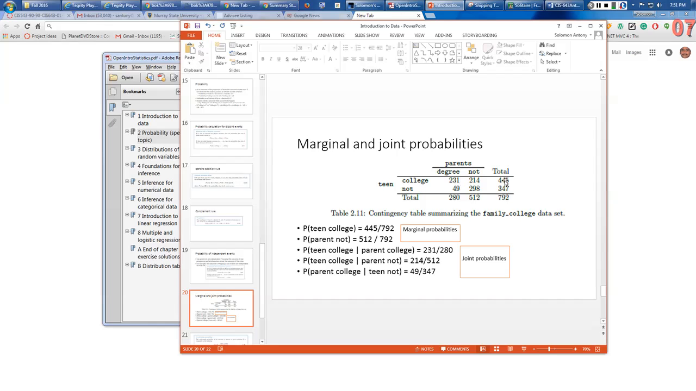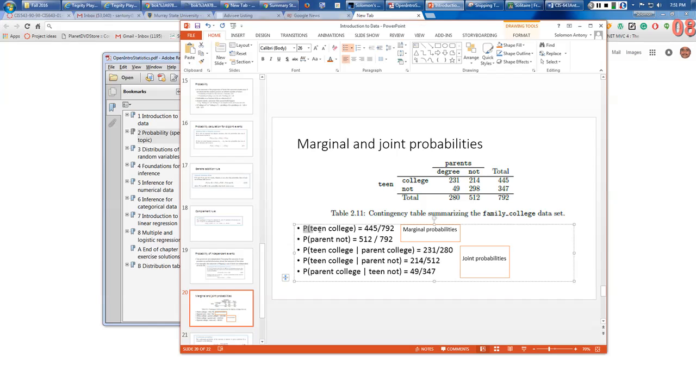So the teen getting a college degree is 445 times out of 792, and the teen not getting a college degree is 347 out of 792. So that's called a contingency table. And when you have a table like this, the margins, that is the totals that you have, you can use those to calculate marginal probabilities.